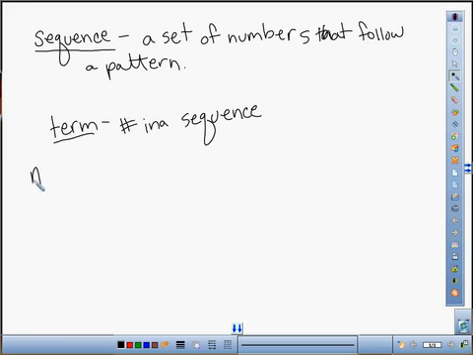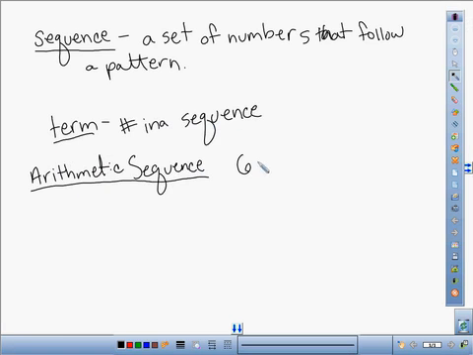The first one is an arithmetic sequence. Okay, so we've got an arithmetic sequence, and the other one is a geometric sequence. And don't get too excited, just because it says geometric does not mean that there are shapes involved, we're still dealing with numbers. So we have an arithmetic sequence and a geometric sequence.